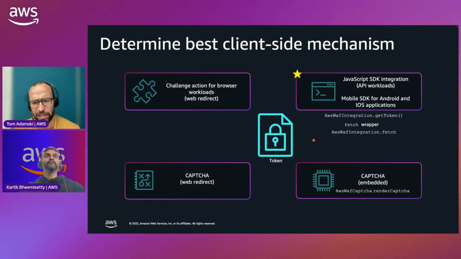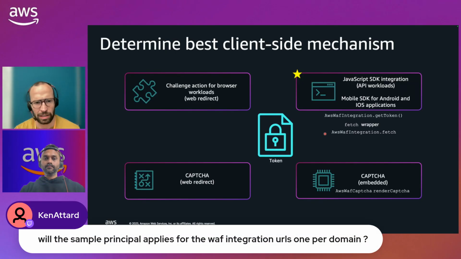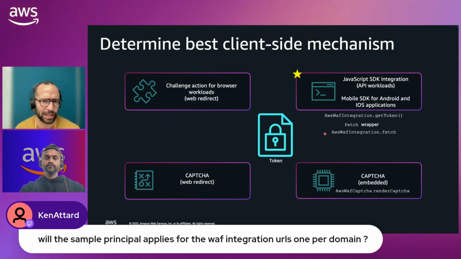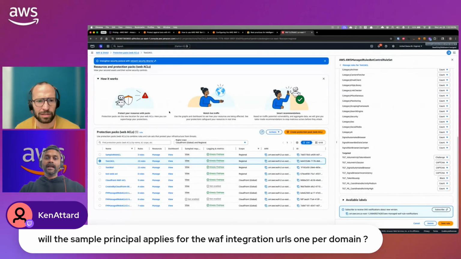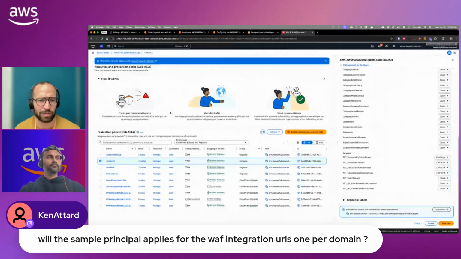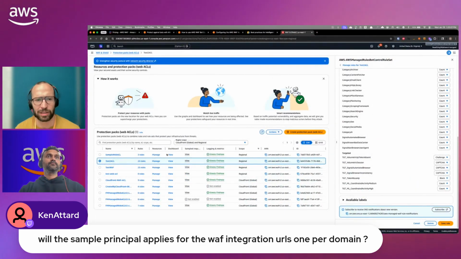Yep. Okay. I think there's a question here from Ken, which is related to the integration URLs, and again, multiple domains. You can add multiple domains into the integration URL as well. Okay, so you would follow the same logic as you would with the correct domains. Perfect.